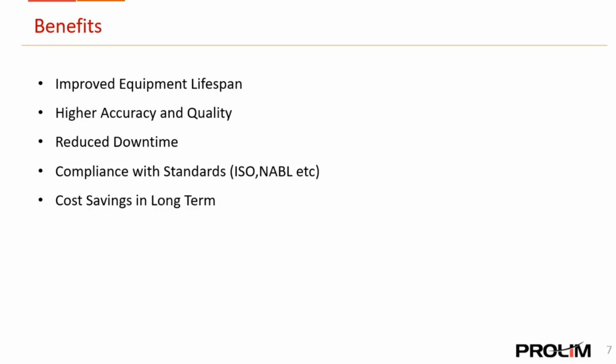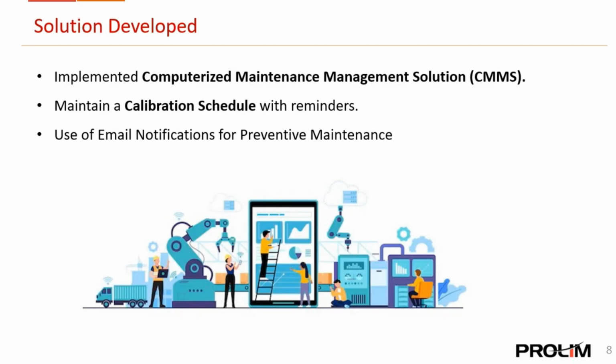Coming to the solution we have developed, we have implemented a computerized maintenance management solution. In the further flow I will be showing that. There is maintenance and also calibration, which are scheduled with reminders as well as email notifications, and there are in-app notifications as well. So the user will be notified before the calibration of assets comes up, or a preventive or breakdown maintenance comes up. So he will already be notified.